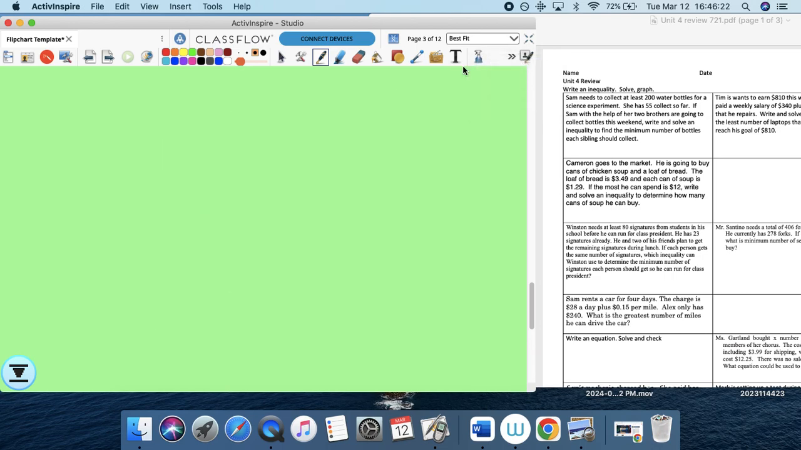So those are the inequality questions. And again, please, actually there's one more, but please go over not only these questions, but the other check for understanding questions. Okay. So we rent a car, Sam. The charge is $28 a day plus 15 cents per mile. He has only $240, so that means whatever he spends on this car rental has to be less than or equal to $240. What's the greatest number of miles he can drive?